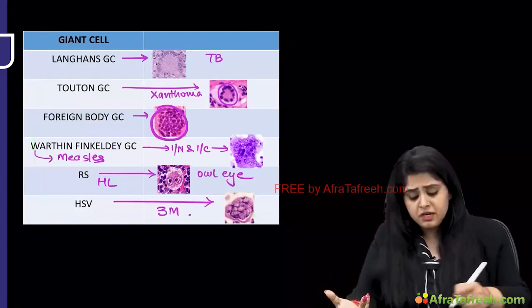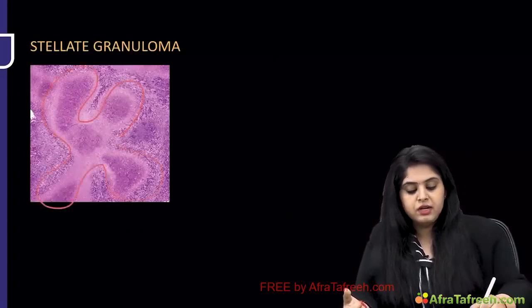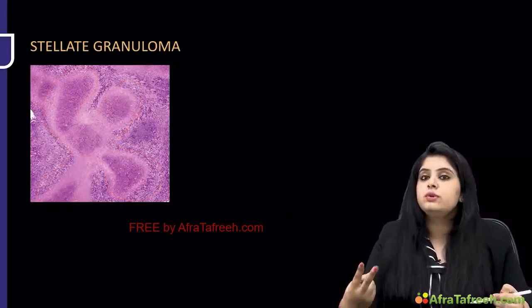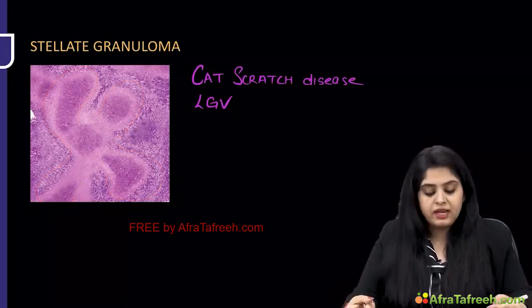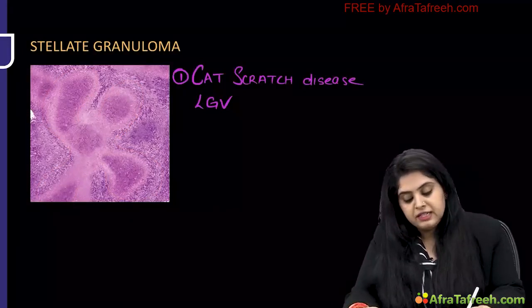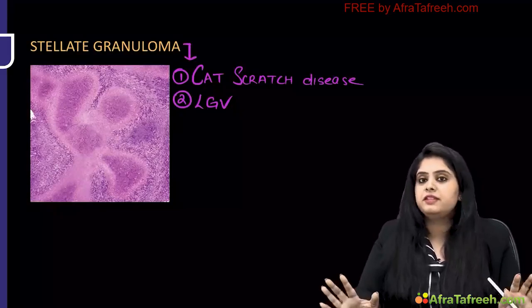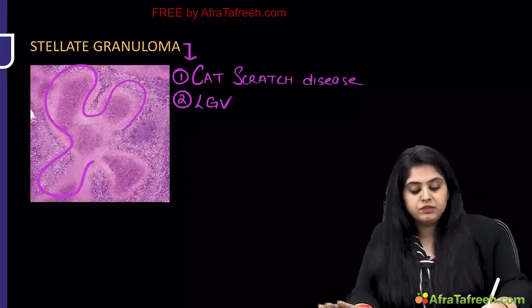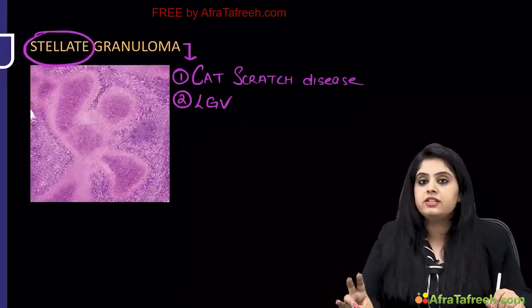3 more photos left. What are the images that you have to know for a granuloma? So firstly, I'm showing you a granuloma which is looking like a star. Where do you see star-shaped granuloma? Stellate granuloma. It is seen in 2 infections. What are the 2 infections? Cat scratch disease and lymphogranuloma venereum. Very, very important. You know this. This has come a million times. So easy to pick up because it looks exactly like a star, which is stellate. Cat scratch, LGV.